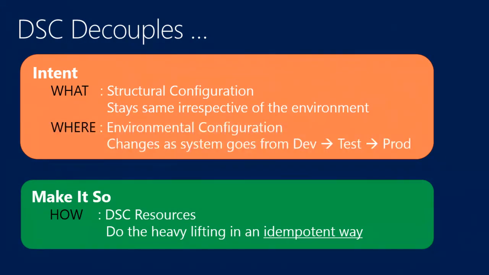And then comes the where, or what we call the environmental configuration. Where do we want it? I want it in this VM here locally. I want it in the next VM here in my test environment, or I want it in Azure. We separate the environment from the actual structure of the configuration.